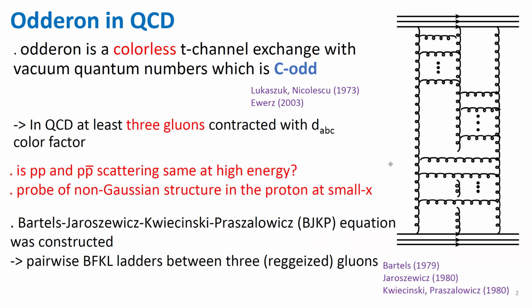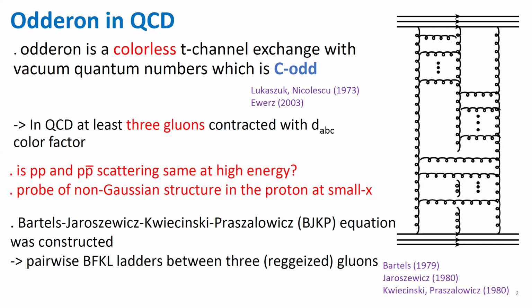So first, I want to introduce the Odderon. Maybe I want to start with the Pomeron, which is perhaps more familiar. On a simple level, the Pomeron has been introduced as a t-channel exchange. This is a colorless exchange in the t-channel, and it was expected to govern the hadronic cross-sections at very high energy.